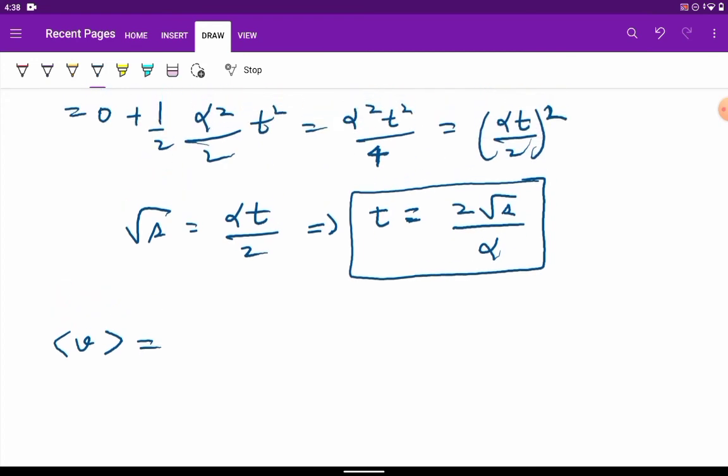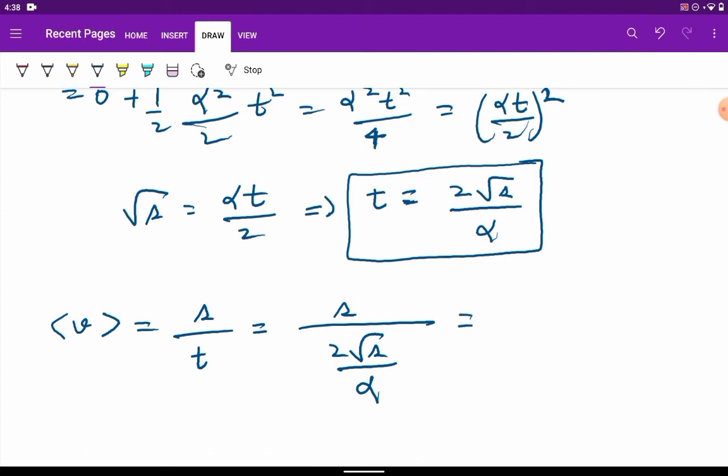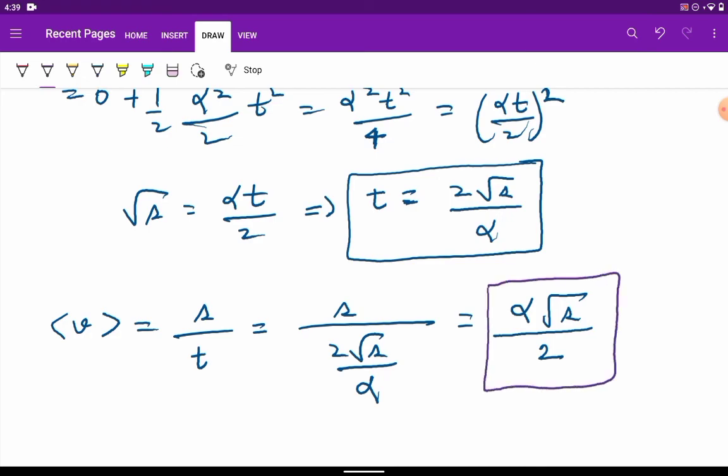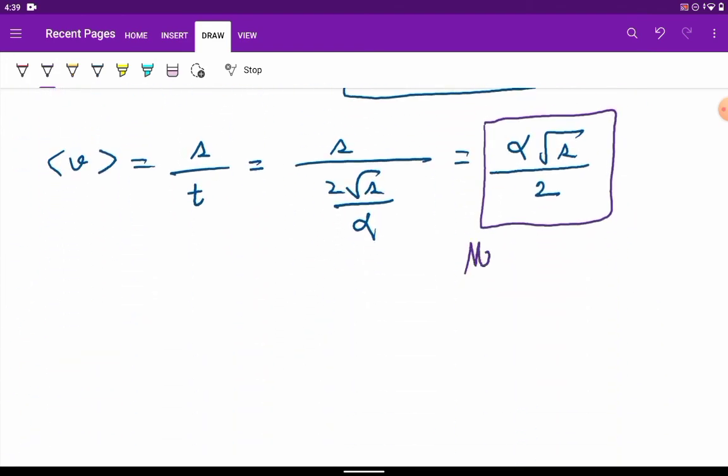So this means mean velocity is equal to displacement by time taken. Displacement is s, time taken is t, so s divided by 2 root s by alpha. This becomes alpha times root s divided by 2. So this is your required mean velocity in terms of s. So that's that. Thank you.